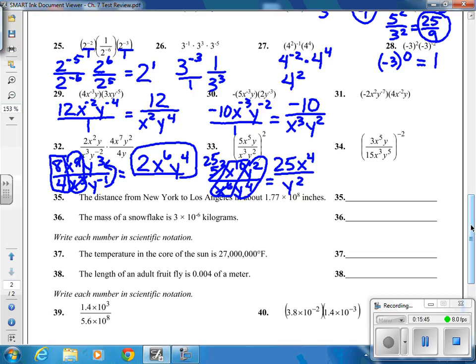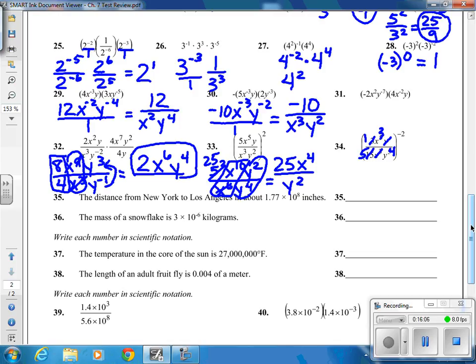Right, if I look at what's in the parentheses, I know 3 and 15 can reduce to 1 and 5. That's just reducing. And then if I look at my x's, I see x^5 over x^3. Well, I know the 3 on the bottom goes away, and the 5 up top becomes x squared. And then if I look at my y's, I know the y on top goes away, and the y^5 on the bottom becomes a 4. I have already simplified that fraction.